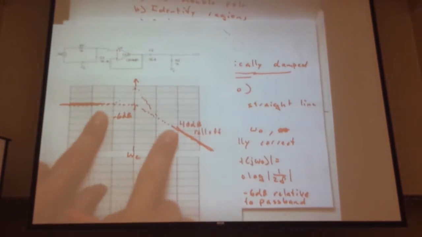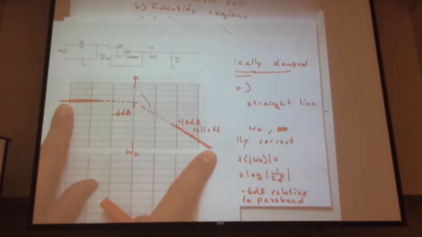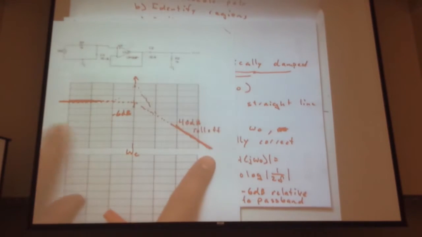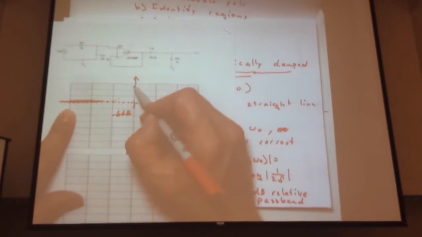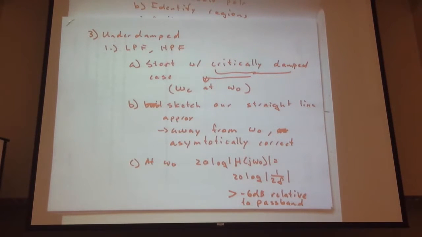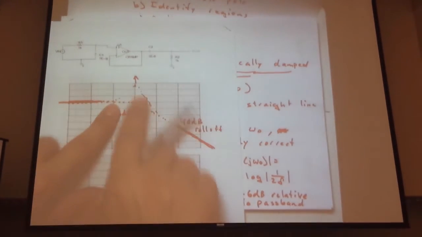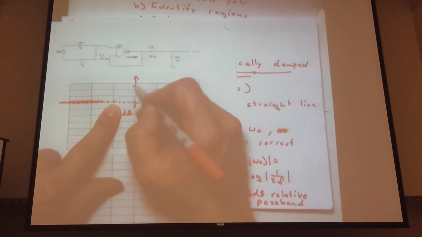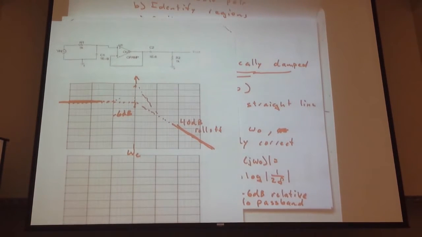And that's it. You still start with the critically damped case. You draw your asymptotes far away from that omega naught. That asymptote's correct. And then you can find this point directly by just using this expression that comes out of the transfer function. We did that last week. We obtained that expression. And so this point is larger than minus 6 dB.